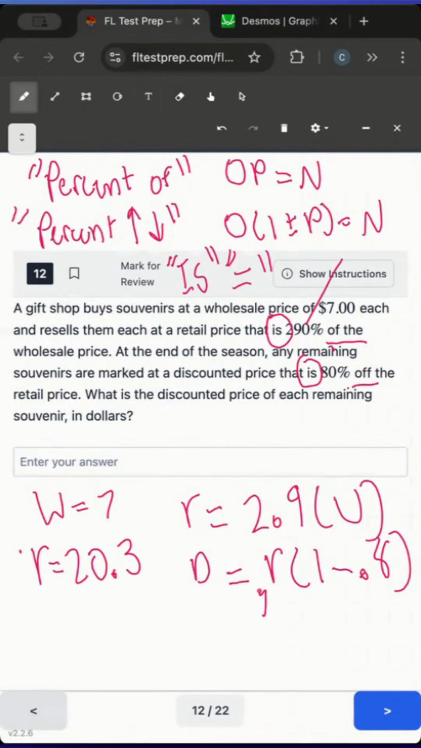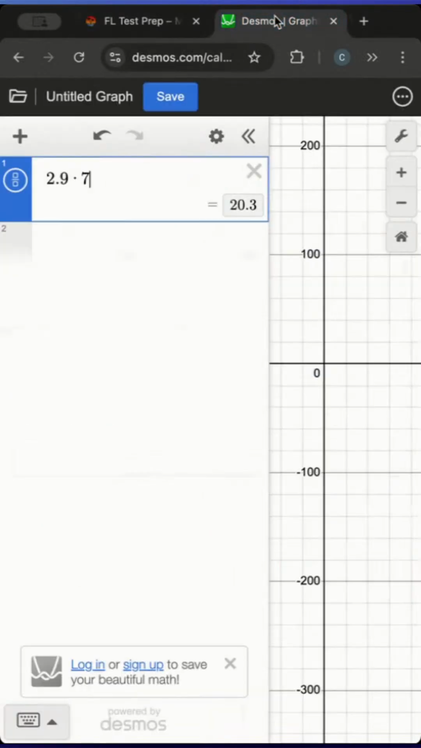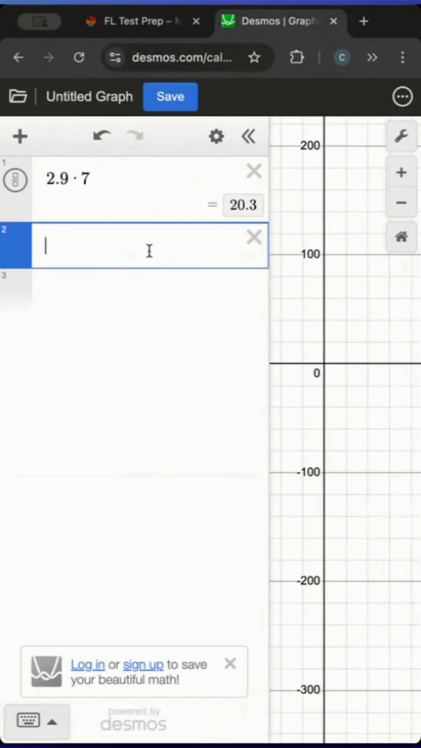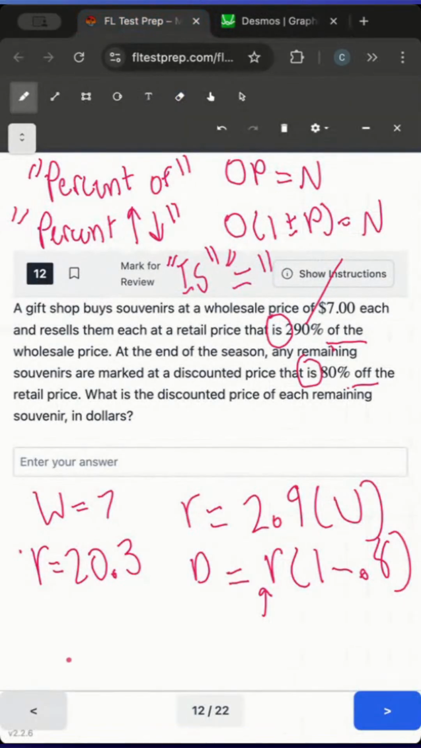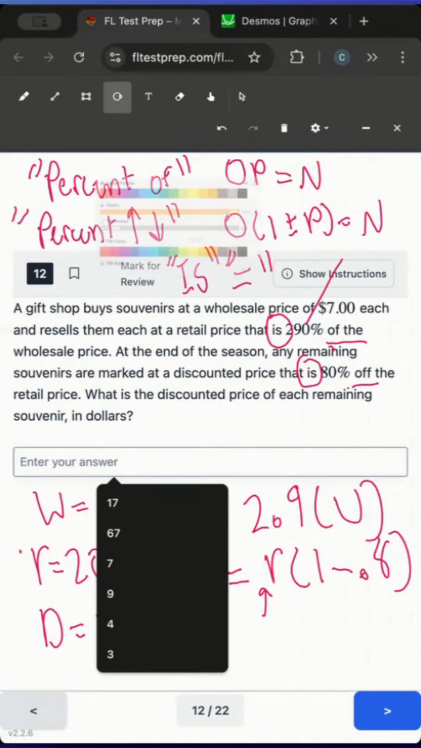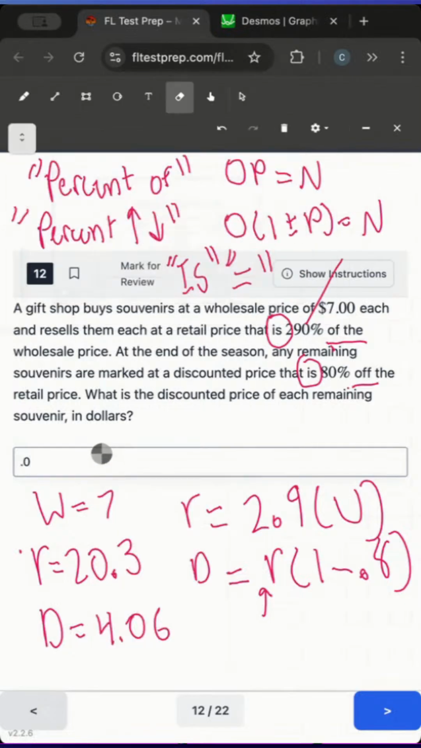And we can just plug that right back into here. And we know 20.3 times 1 minus 0.8 is going to give us our discounted price. So 20.3 times 1 minus our discount, 0.8. And that's going to give us 4.06. So we know our discount price equals 4.06. And that's going to be the correct answer for this question. 4.06.